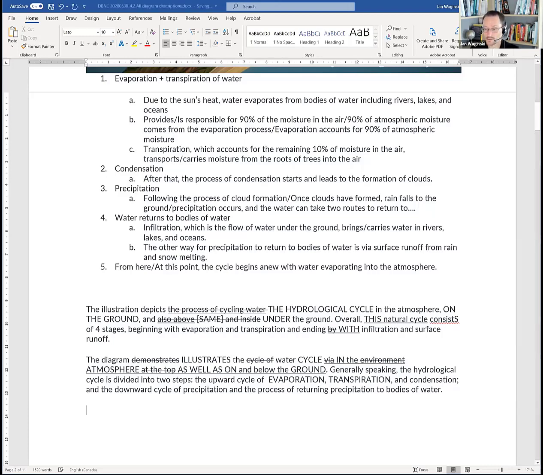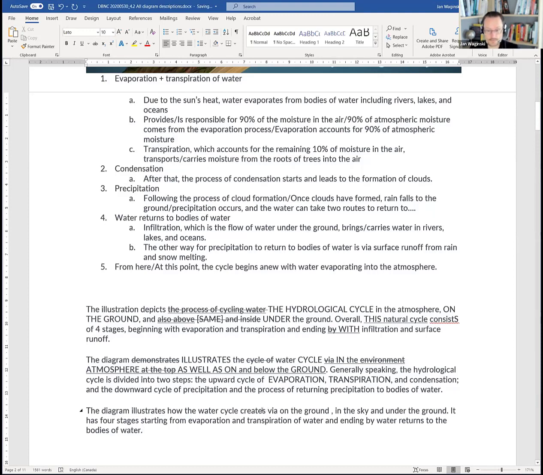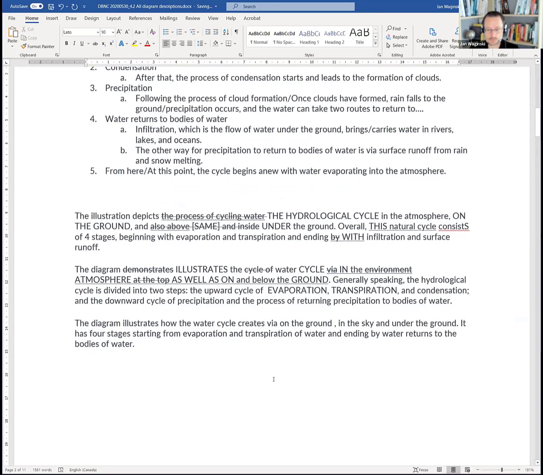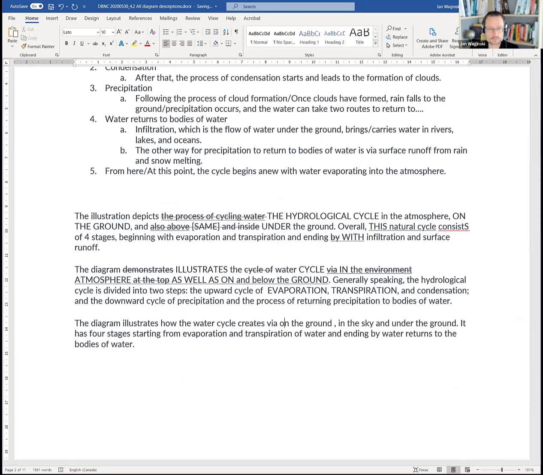Okay. All right, we've got another one then. How the water cycle creates via on the ground. Creates what? Oh, yeah, I missed that. Creates the water cycle. The water cycle creates the water cycle. Oh, no. Illustrate how the water cycle creates.